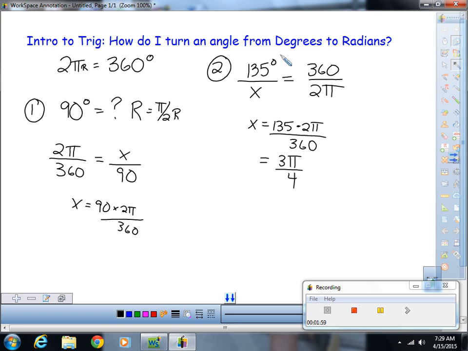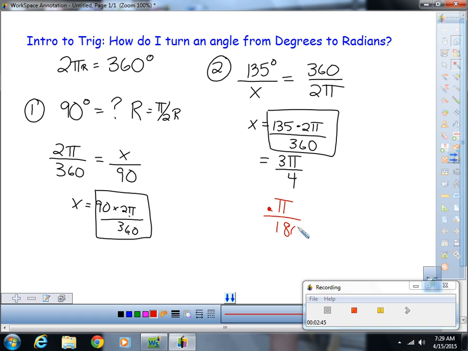Now let's look at this. In this one we multiplied by 2 pi and then we divided by 360. In this one, we multiplied by 2 pi, and then we divided by 360. Well, an easier way to do that, instead of multiplying by 2 pi and dividing by 360, we could just multiply by pi and divide by, anyone? 180, okay? So, that's your easy equation for degrees to radians.